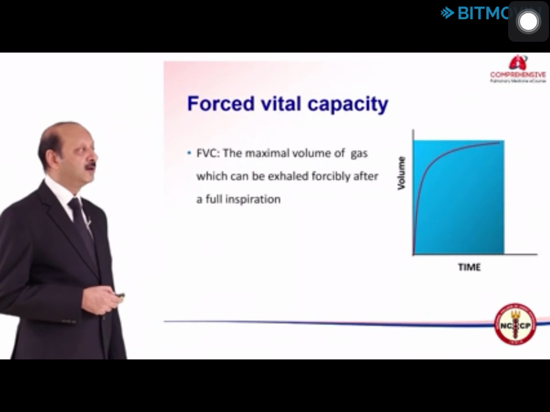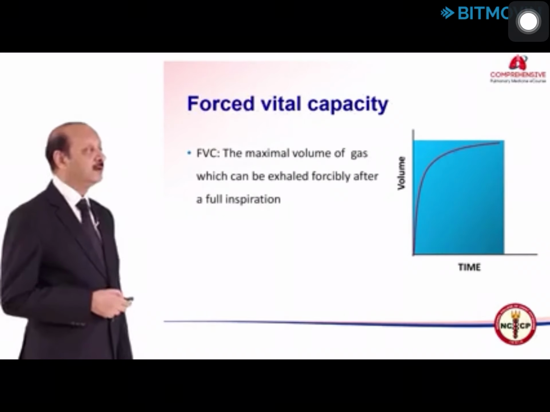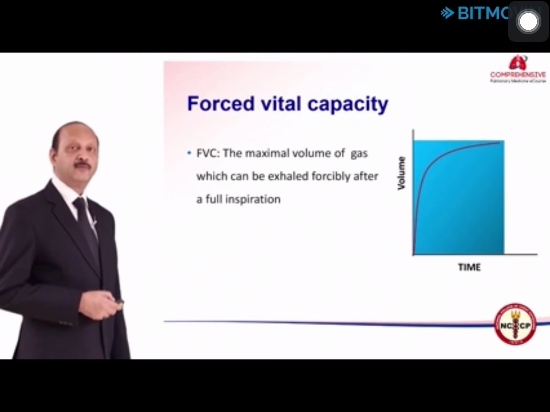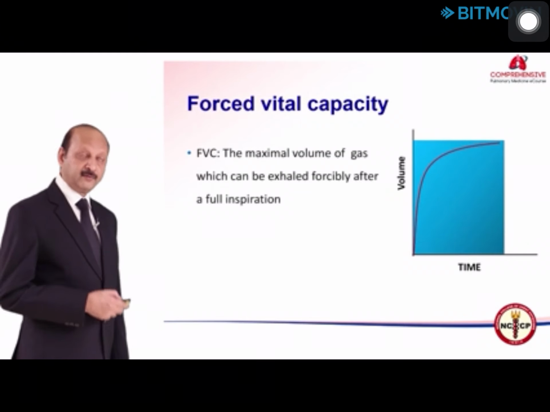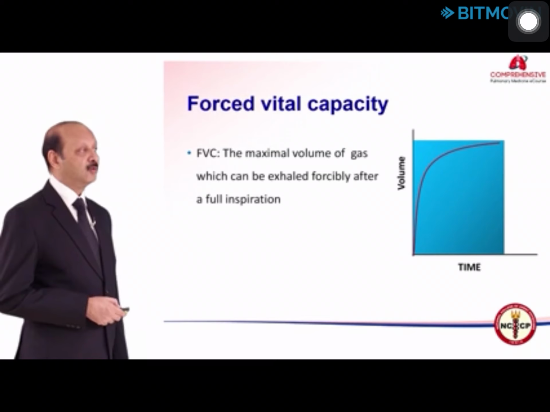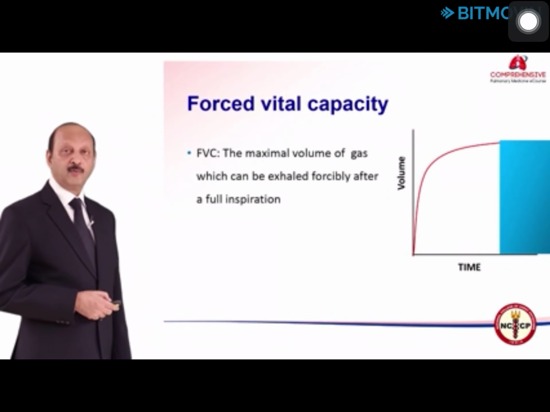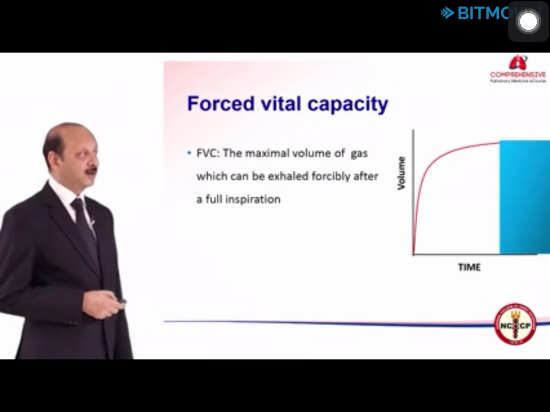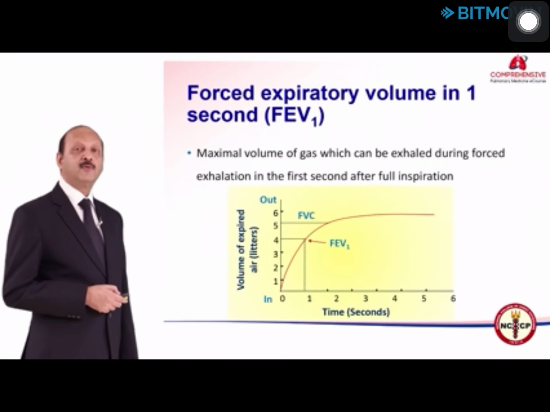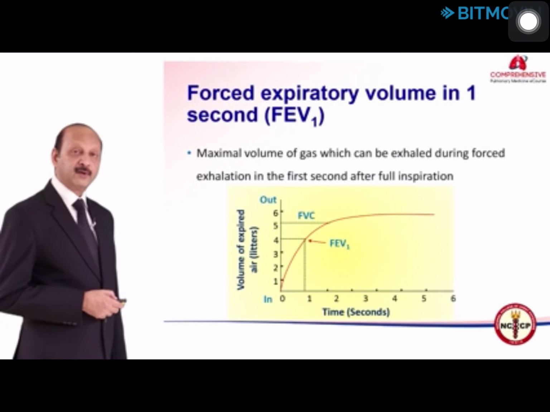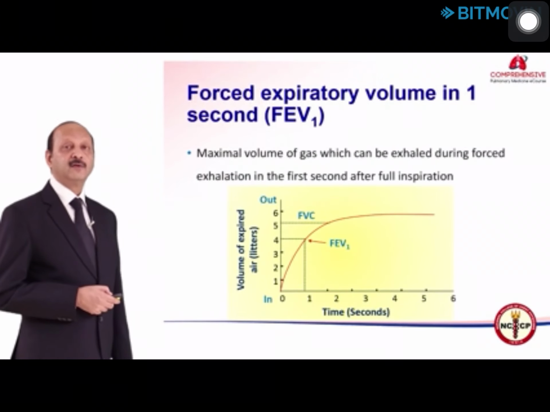When we talk about the forced vital capacity, it is the maximum volume of air which can be exhaled forcibly after a full inspiration. So the patient takes a full breath in and then exhales out forcibly, and we measure the total volume. As you can see on the right side, after a deep breath in, he has exhaled out, and whatever total volume comes out is called forced vital capacity. The forced expiratory volume in the first second, that is FEV1, is the maximum volume of gas which can be exhaled during forced exhalation in the first second after full inspiration. So whatever volume comes out in the first second is called FEV1.